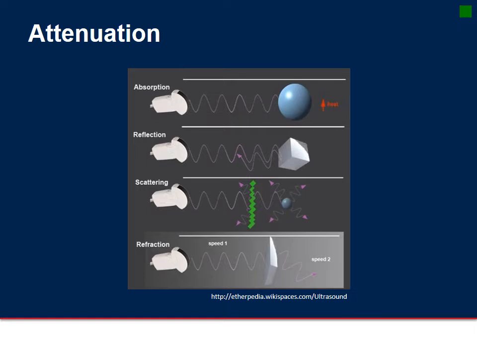Reflection most commonly refers to when the ultrasound wave is reflected back to the transducer, but it can also refer to ultrasound waves that are reflected in other directions and not picked up by our transducer.